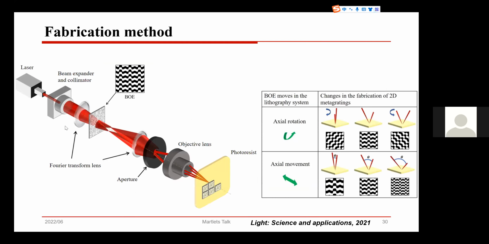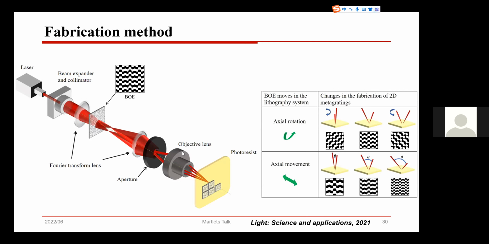Then we used a homemade system to fabricate these structures. In this architecture, we have a Fourier transform lens. In between these two lenses, we insert a BOE, and this BOE element has predefined microstructures. The diffraction beam from the BOE is collected by an objective lens. And finally, all these diffracted beams interfere with each other, and the interference pattern is recorded on a photoresist.